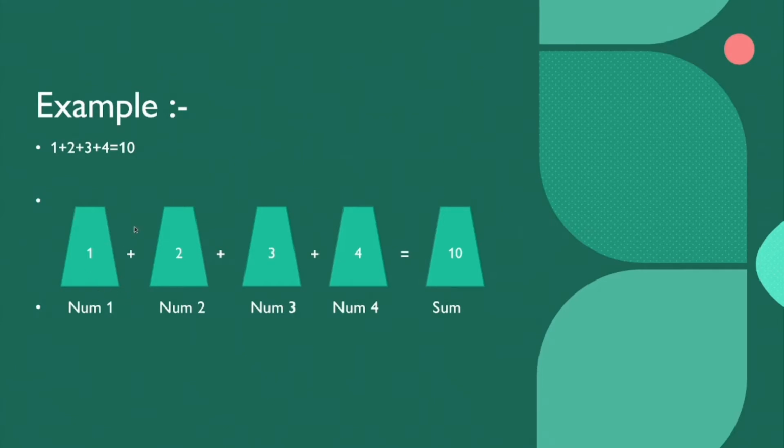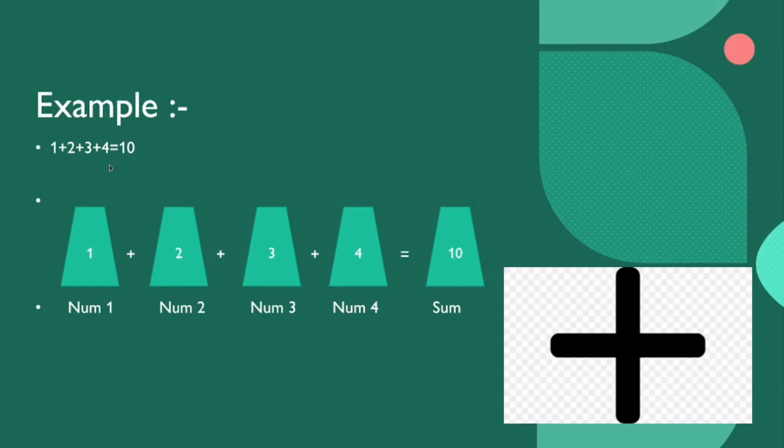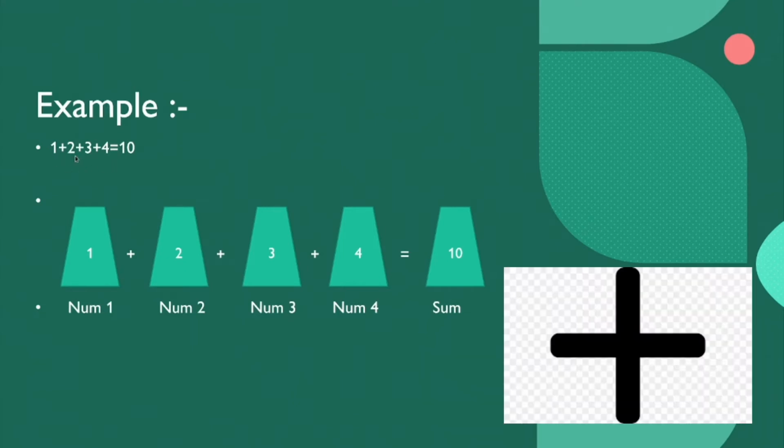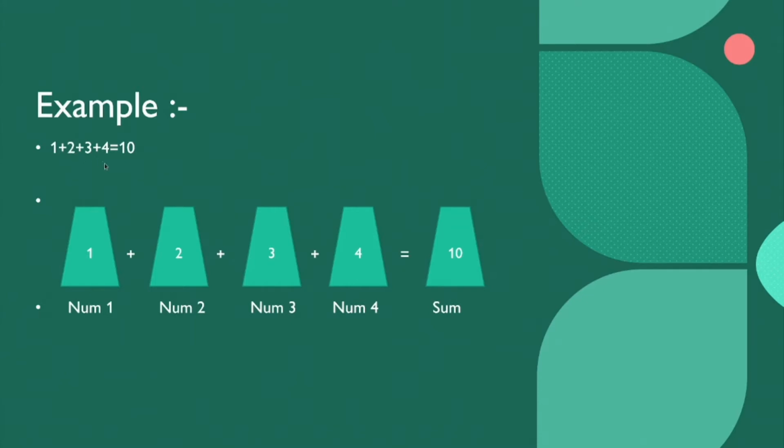So let's understand with an example. Let's say we have 4 numbers and we want to add them. Say these numbers are 1, 2, 3 and 4. As on your screen, you can add them simply by doing 1 plus 2 plus 3 plus 4 is equal to 10. But that's not the case for JavaScript.